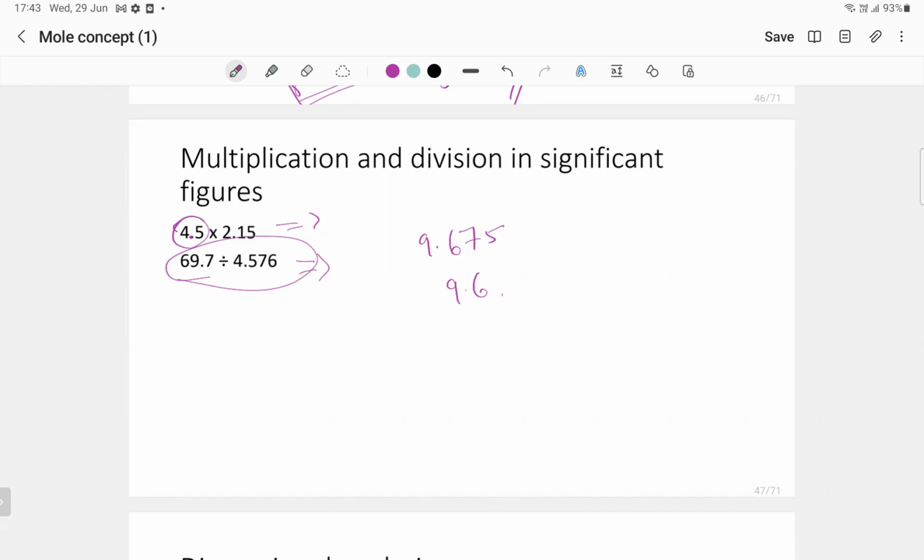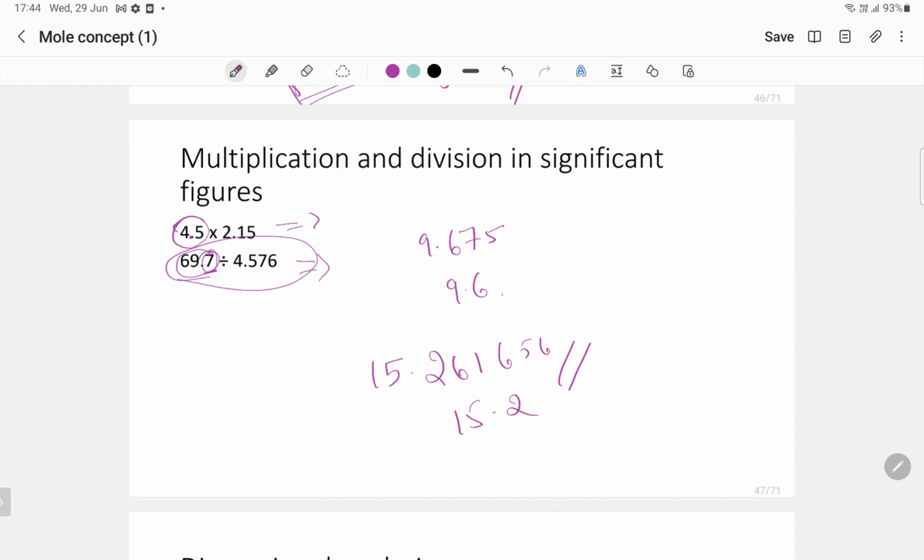15.23, ma'am. 15 point 23. Correct. 15.2, yes, ma'am. 15.261656. This will be your answer. So the least decimal is here, 67.7. So you can round it off as 15.3. Clear with this one? Okay.